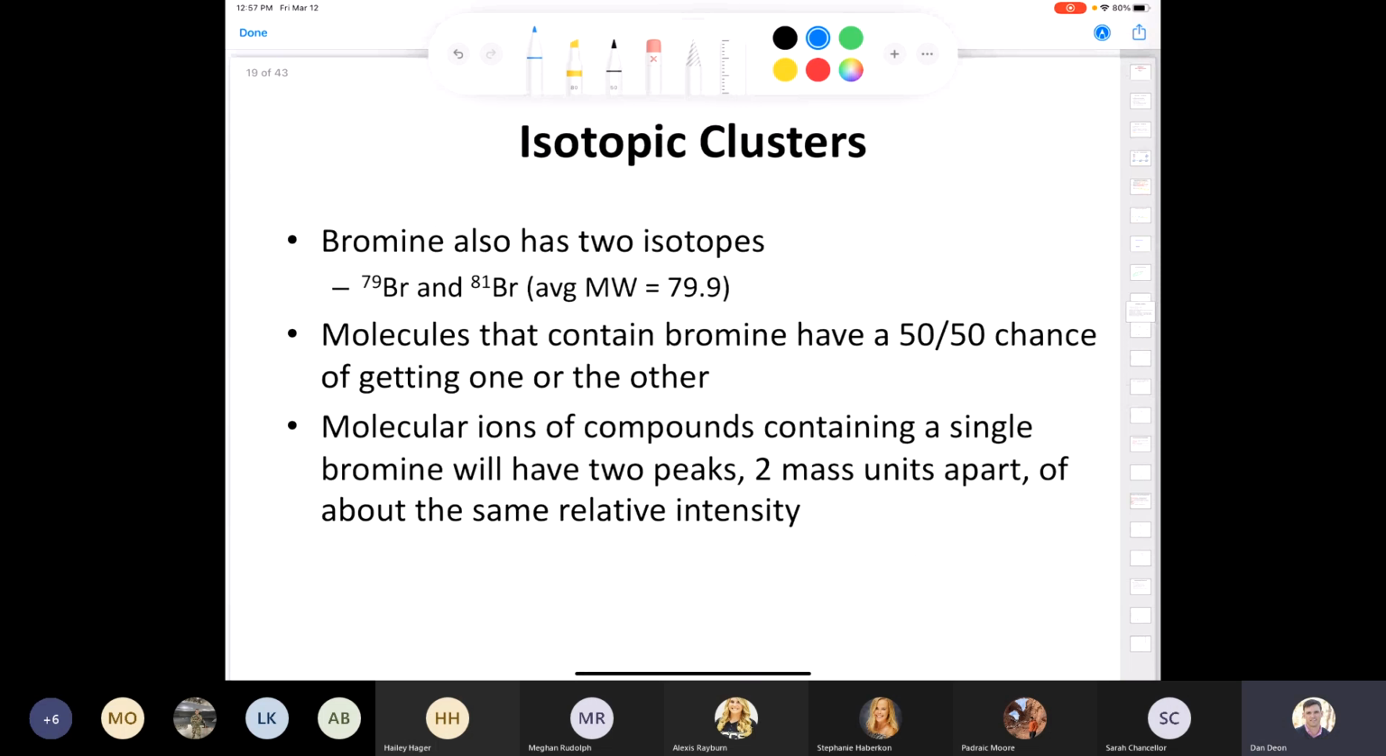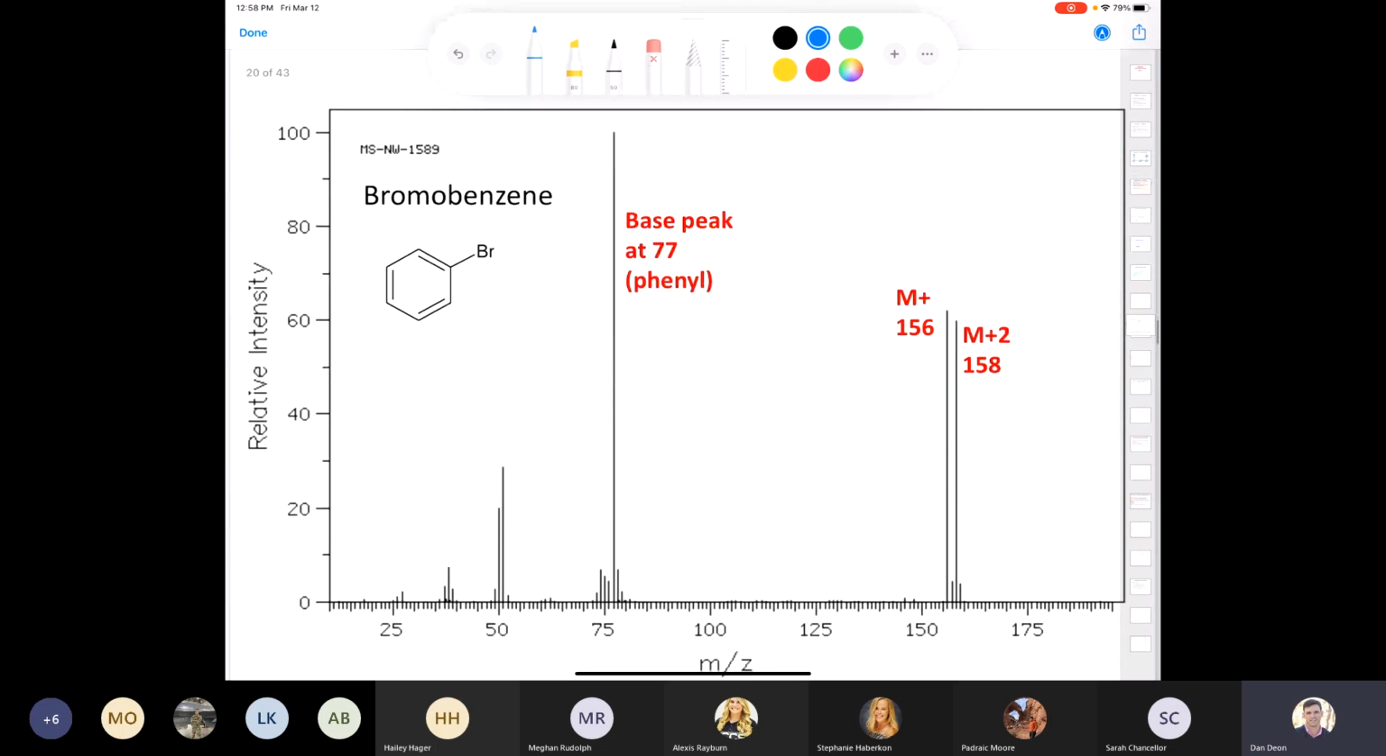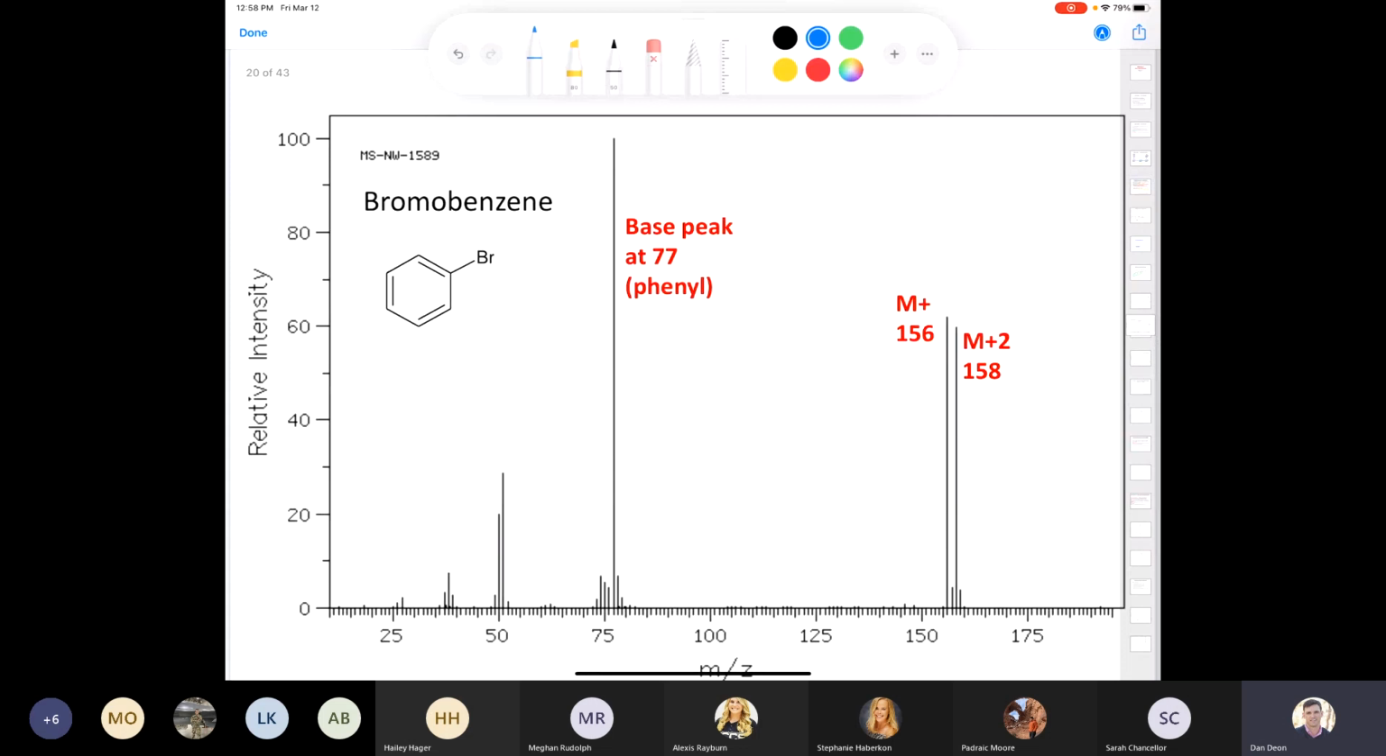Bromine, I'll go over this one a little bit quicker. Again, bromine has two isotopes, bromine 79 and bromine 81. And so they have a nearly equal abundance. And so we have a molecular ion and an M+2 peak that have a relative abundance of about 1:1. So here's a beautiful mass spectrum of bromobenzene. We see that the base peak isn't the molecular ion in this case.